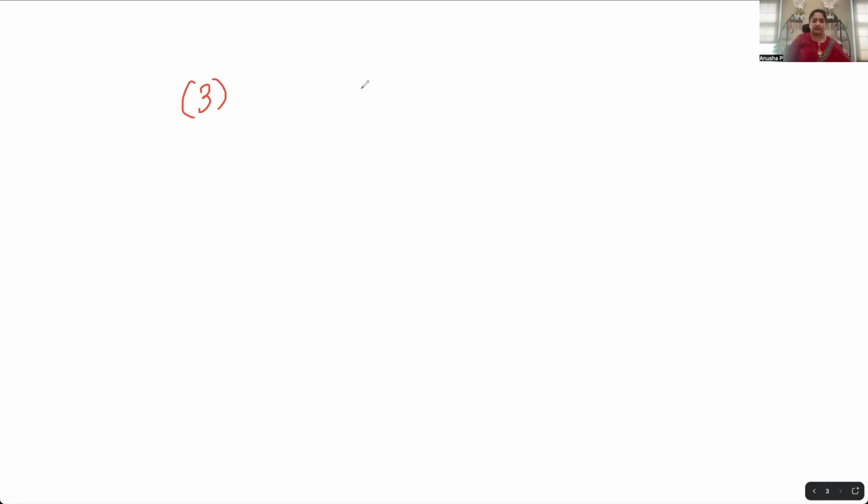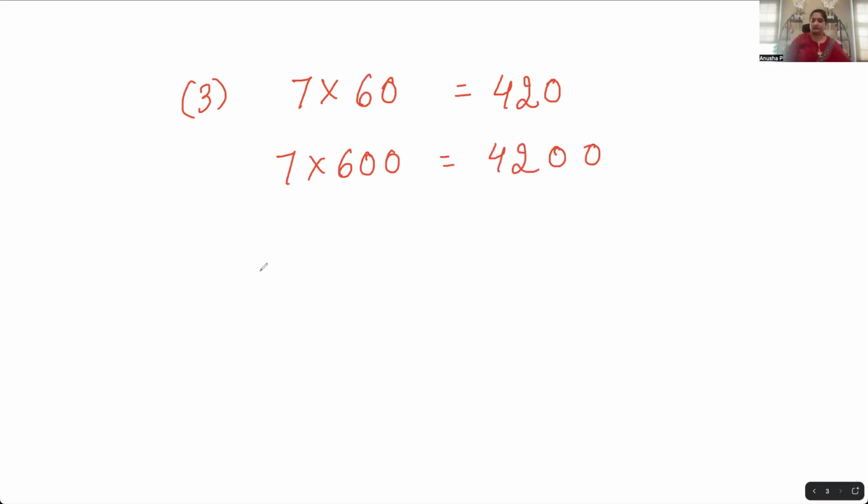Coming to the third example. 7 times 60. 7 times 6 is 42. 7 times 0 is 0. 7 times 600. 7 times 6 is 42 and we have two zeros. That is 4,200. Now 7 times 6,000. So 7 times 6 is 42 and then three zeros.